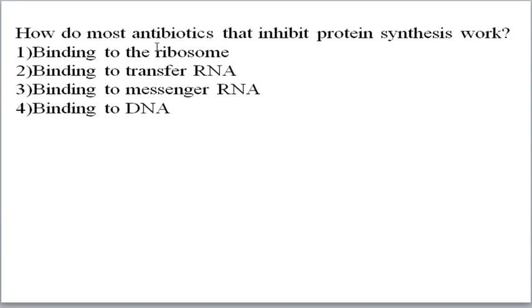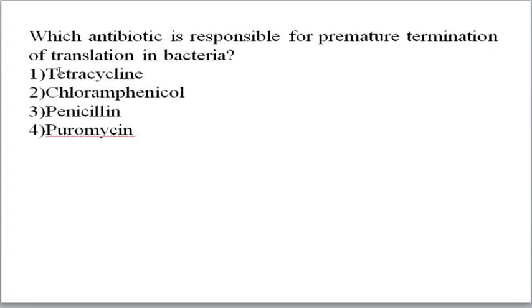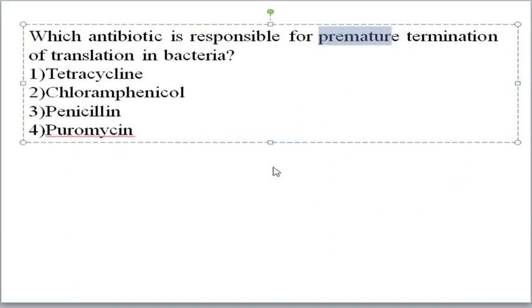Many antibiotics bind to the ribosome and inhibit protein synthesis. Next, which antibiotic is responsible for premature termination? Puromycin. There are many things about Puromycin, friends. You should know the code word. This is a chain terminator and it is a good mimicry artist, since it mimics the 3' end of an amino acid, that is, charged tRNA.